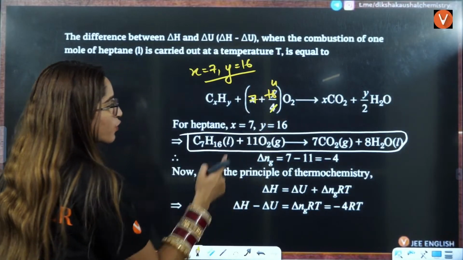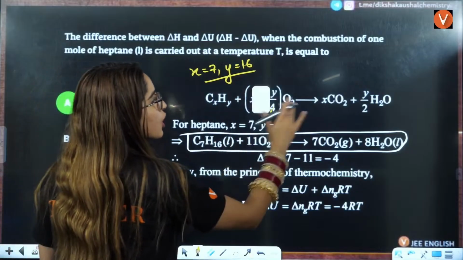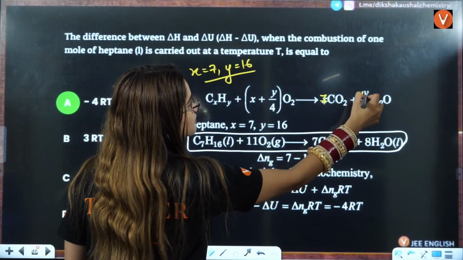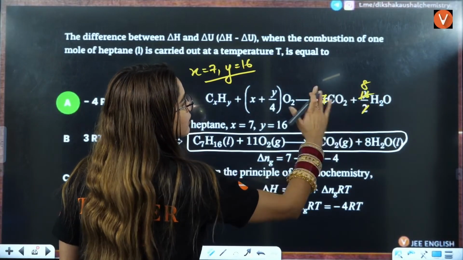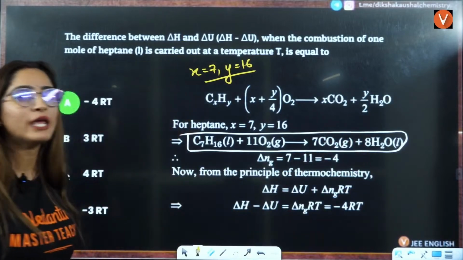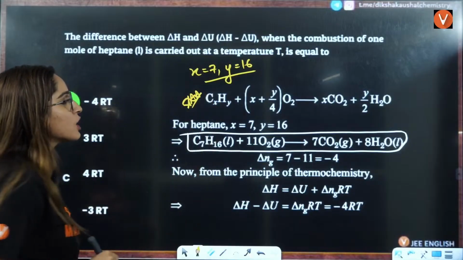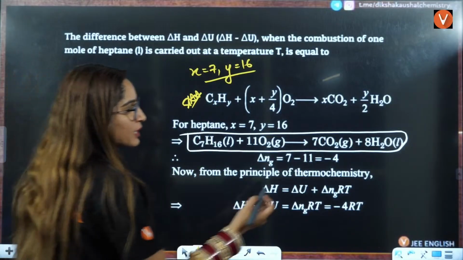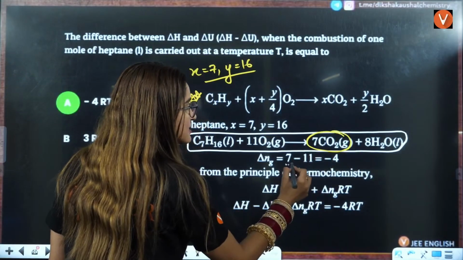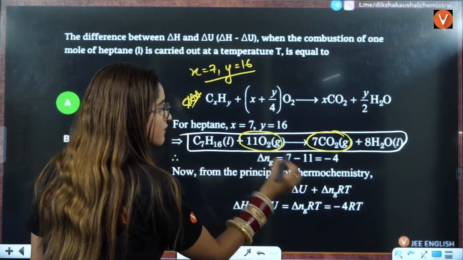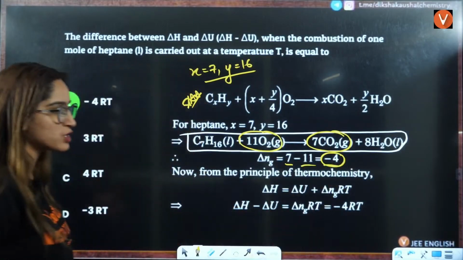So 7 plus 4 is nothing but 11. Put 7 here, put 16 here, so that will be 8. Right? So that is how you will get your equation here. That is the general equation that you should know. Right? So now here delta ng will be equal to gaseous products, that is 7, and gaseous reactants, 11, so 7 minus 11, that is minus 4.